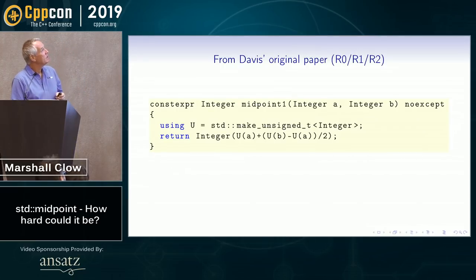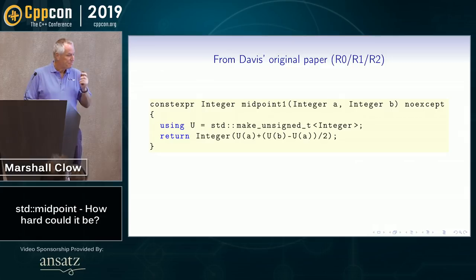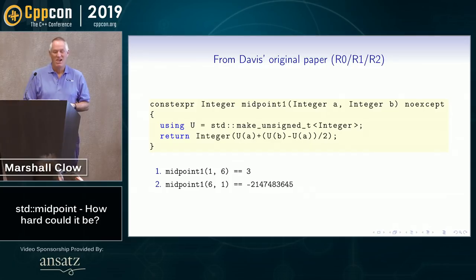Okay, so Davis's original paper said, here is an implementation of this. It says, using u as our unsigned type, return a plus b minus a over 2. Just imagine this code is wrapped in a template with enable_if is_integral and so on and so forth. It's there, but that's not what we're here to see. Oops. Yeah, surprisingly subtle indeed. This is not particularly subtle. He just forgot the case where b is bigger than a. But this was his paper where he talked about how subtle this was and how careful you had to be. Oops.